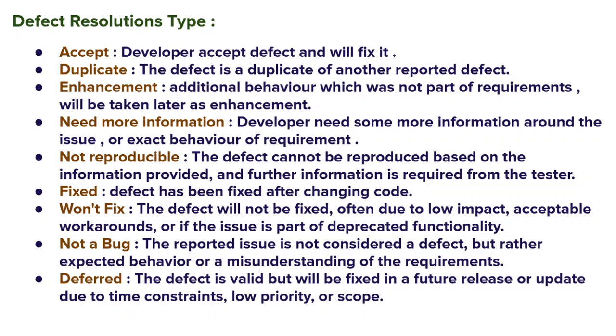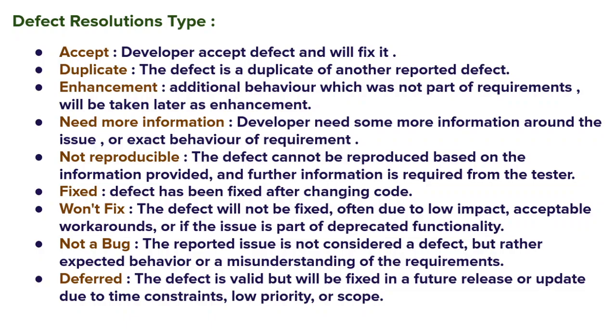First is accept. Whatever issue the QA team has reported, if that is a valid issue, then the developer will accept that defect and fix it. So he will start working on that issue. He will start changing some code for that issue fix. So that is an accept type of resolution.